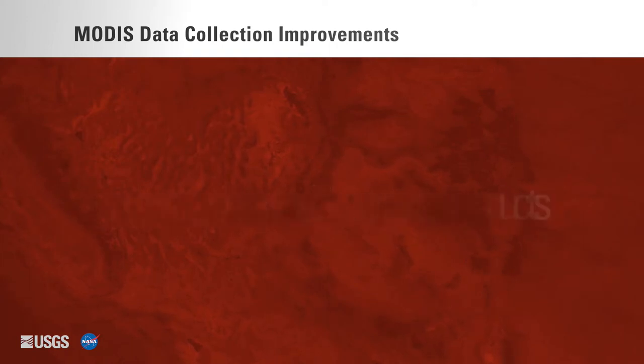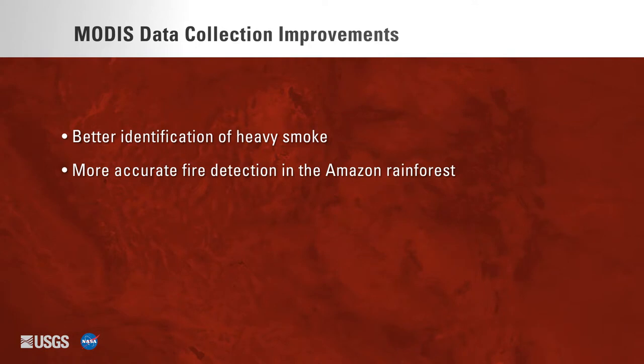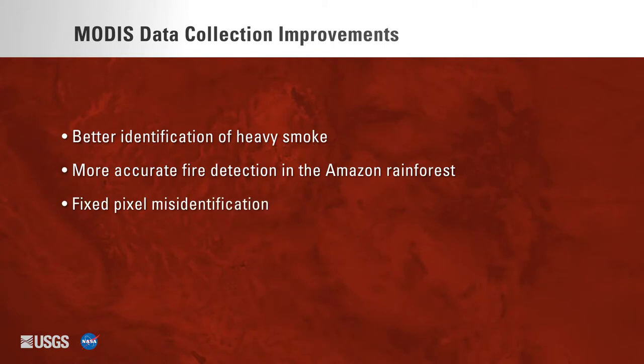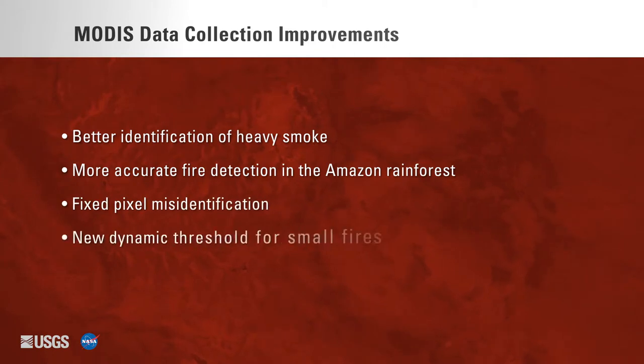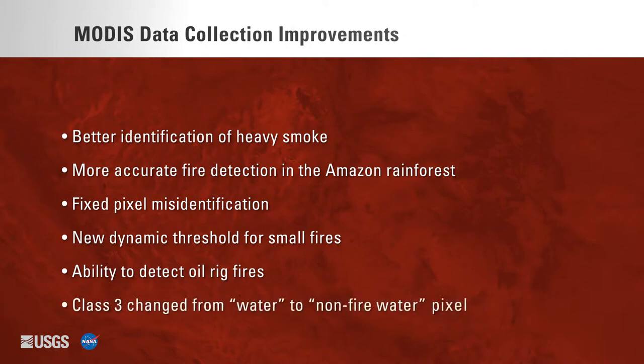The MODIS data collection is reprocessed into a new version every so often to provide users with improved products. There are several improvements that were implemented in the reprocessing of the thermal anomalies and fire products. Improvements include refinements to the internal cloud mask to help distinguish between heavy smoke and clouds, fixes to prevent small forest clearings in the Amazon rainforest from generating a false flag for fire, corrections to the misidentification of pixels near the scan line, improvements in detection of small fires, detection of oil rig fires near coastlines and on the ocean surface, and identification of Class 3 pixel values as non-fire water pixels instead of water.